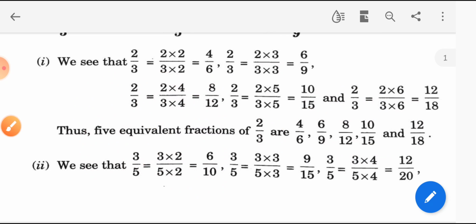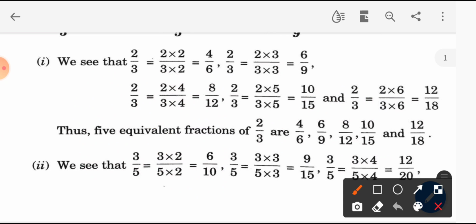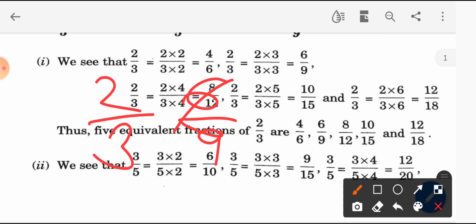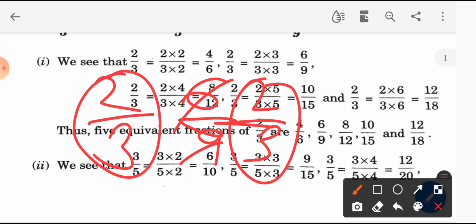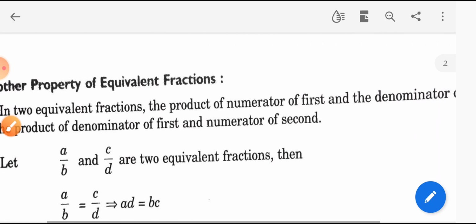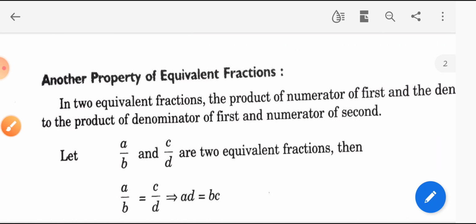And what is the meaning of equal? Equal means all the fractions are equal. If we check 6 by 9 and 2 by 3, 3 2s are 6, 3 3s are 9. Again we can see that 2 by 3 is equal to 2 by 3. It means 2 by 3 and 6 by 9 are equal. So finding equivalent fractions means only writing the table of the given numerator and denominator. That was the first property.